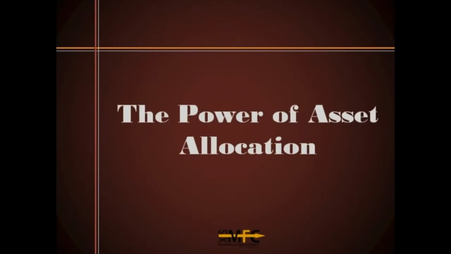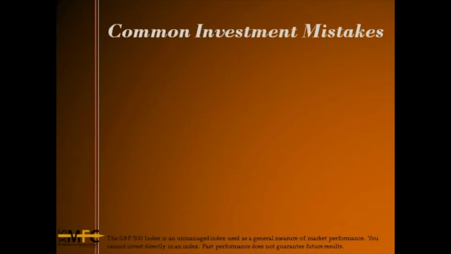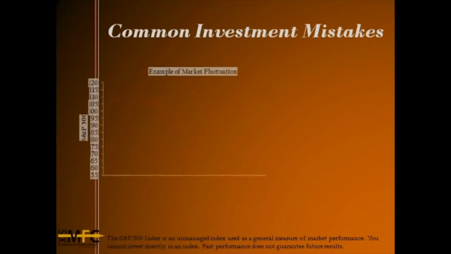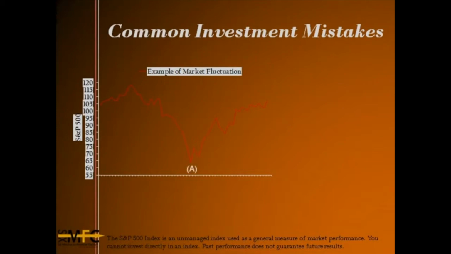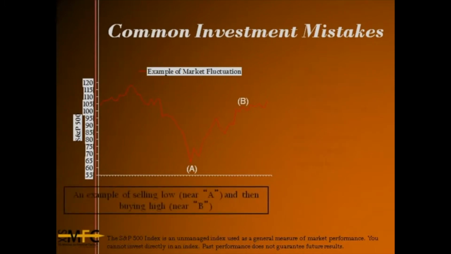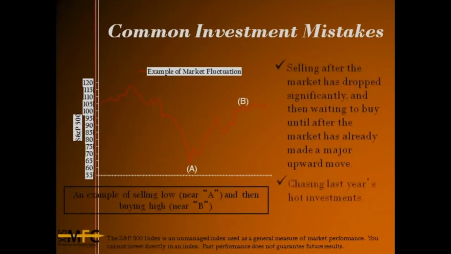Based on your experiences, what mistakes do investors often make? This graph shows you that one of the worst things that we can do is sell after the market has dropped significantly, and then wait to buy until the market already comes back. We want to chase, in other words, last year's or last season's hot investment, and we tend to get in and out at the wrong time because it's emotional, and that's the way we often invest.